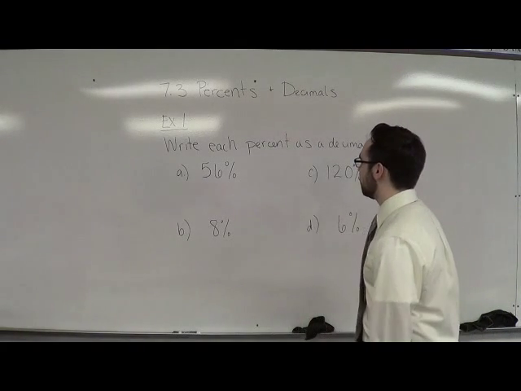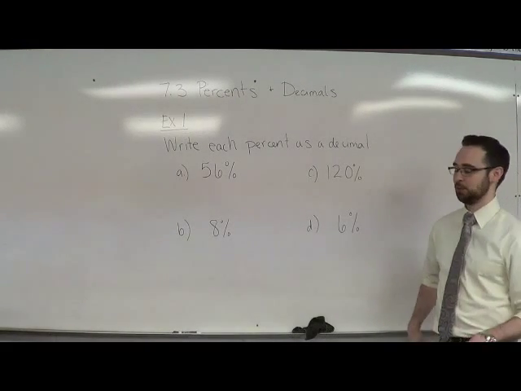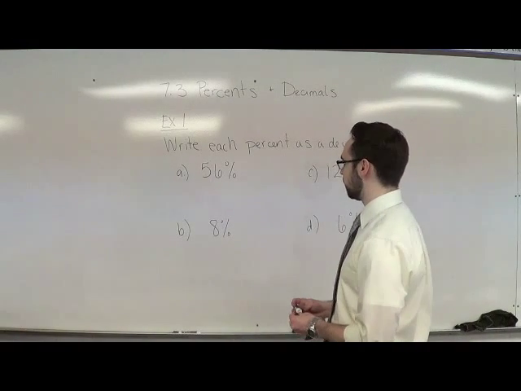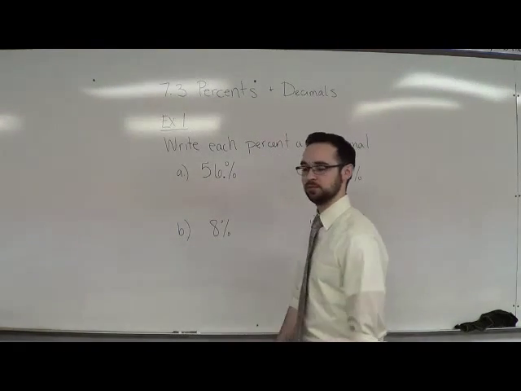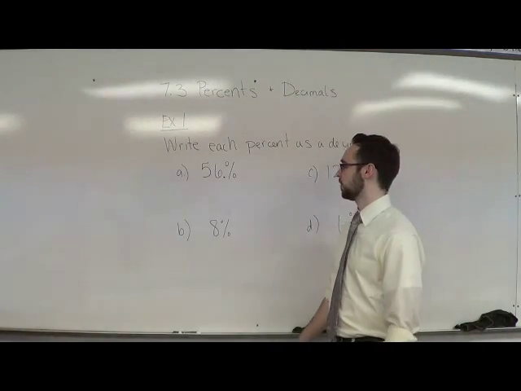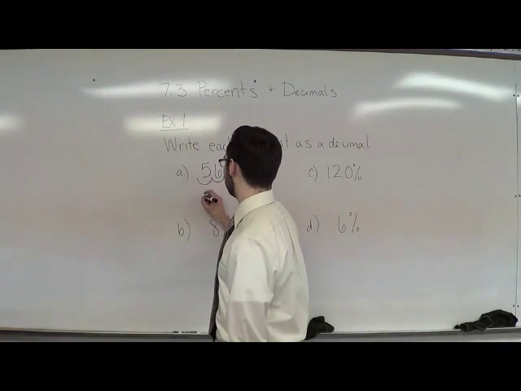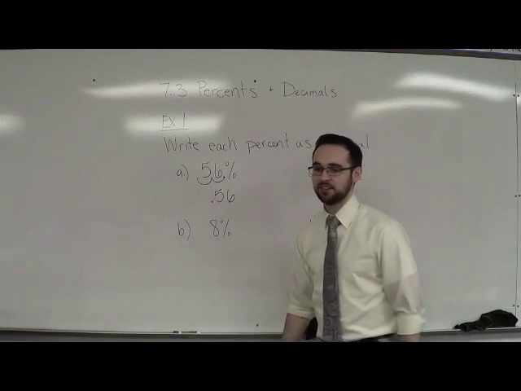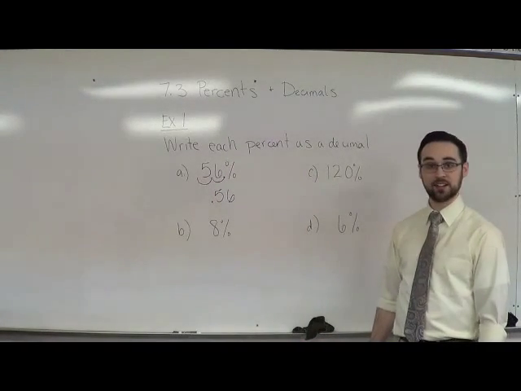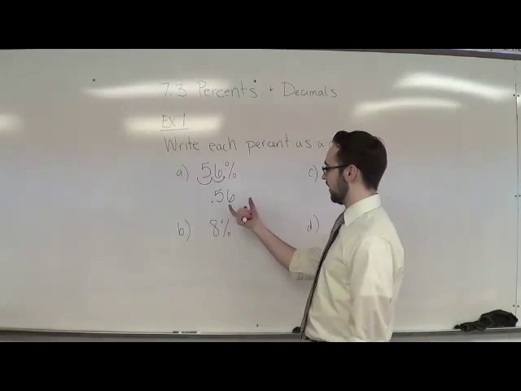So they want us to write each percent as a decimal. This is as easy as moving the decimal point. So with 56%, technically that decimal is here, right? Because it's 56.0%. All you need to do is move it 2 places. So now it becomes 0.56. That's it. You move the decimal place 2 places to the left to make it a decimal.